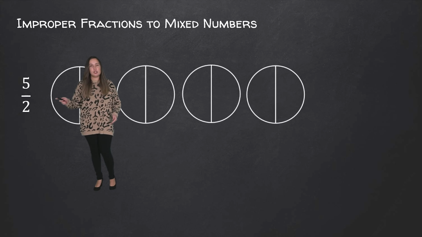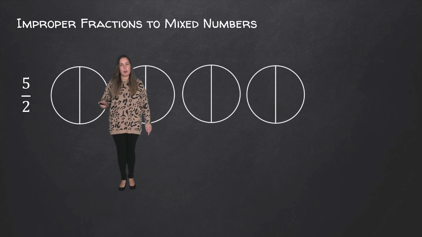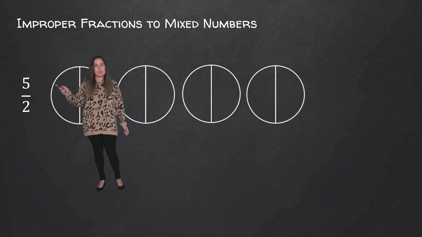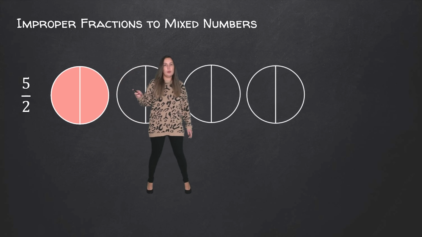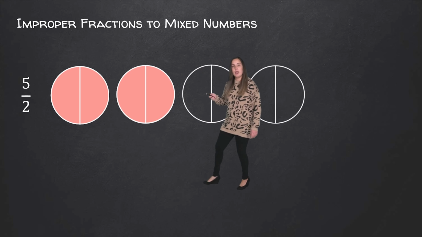And in order to represent it as the wholes and the fractions separately, we have to represent it as a mixed number. So we're going to be learning how to convert this to a mixed number by modeling it. So the 2, our denominator, represents how many equal parts we have in each one of these circles here. And then the 5 represents how many of these parts we're going to shade. So we're going to shade in 1, 2, 3, 4, and 5.